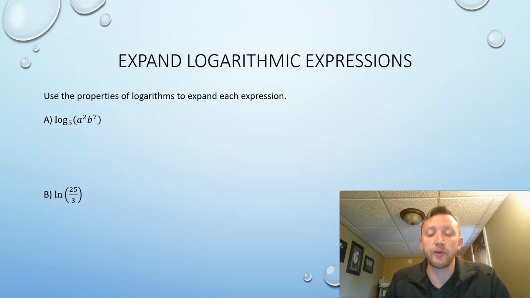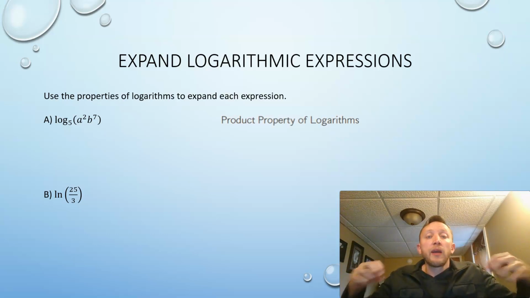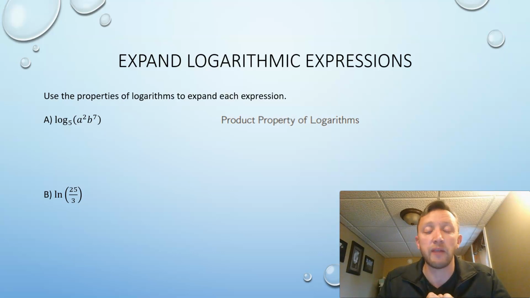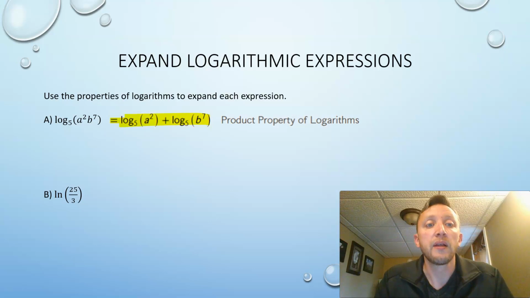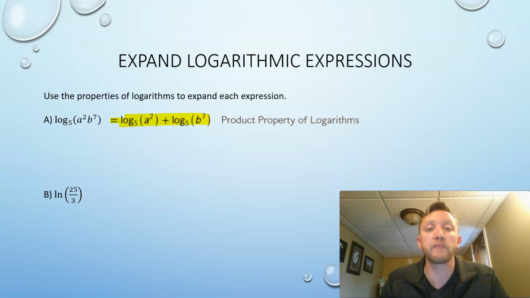All right, let's look at that first one. The first thing we're going to do is apply the product property of logarithms. Remember, that means we're going to pull this apart as two separate logarithms. It's important: do not write log base 5 of a squared plus b to the 7th. No, we're pulling these apart as two logarithms. So it'll be log base 5 of a squared plus log base 5 of b to the 7th. Including that second log base 5 is part of that property, so you want to make sure you do that exactly as the property says.